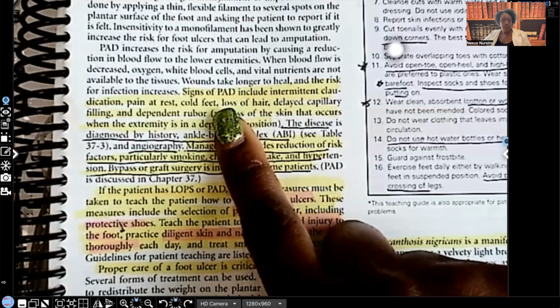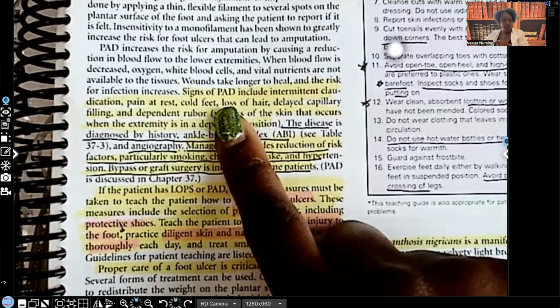That alone places that patient at risk. So you guys have to know what peripheral artery disease is. Remember, the arteries are what bring the oxygenated blood to the tissues. A patient with peripheral artery disease is not getting enough of that oxygenated blood to the lower extremities, okay?